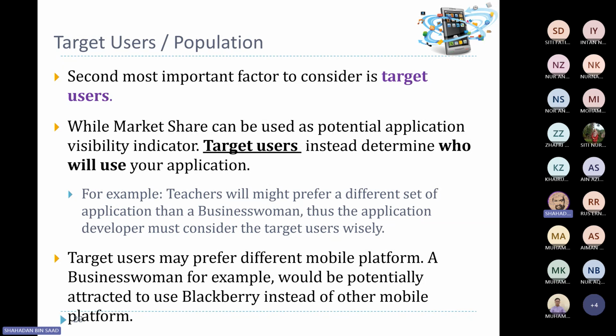So target users may prefer different mobile platforms. A businesswoman, for example, would potentially be attracted to use BlackBerry instead of other mobile platforms. Now I think it's not BlackBerry anymore. It's iPhone, right?